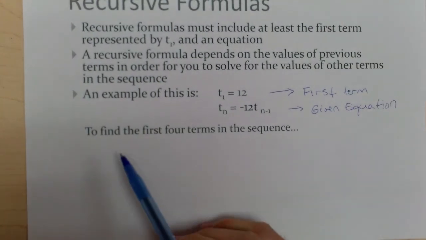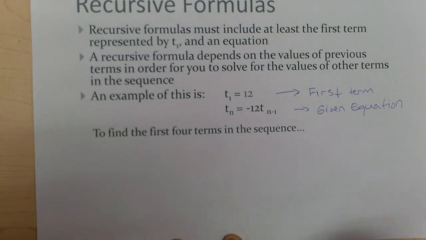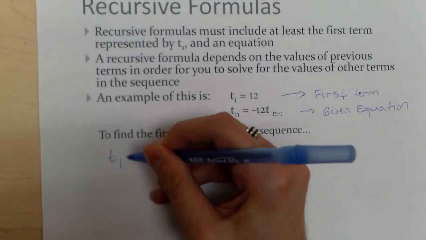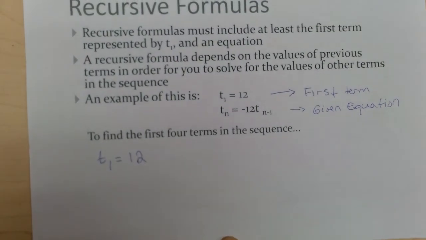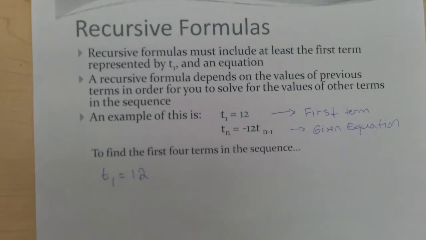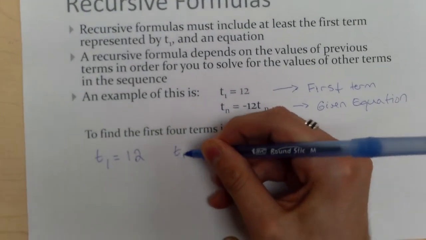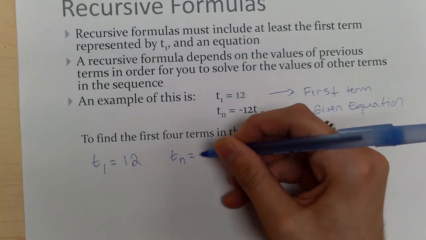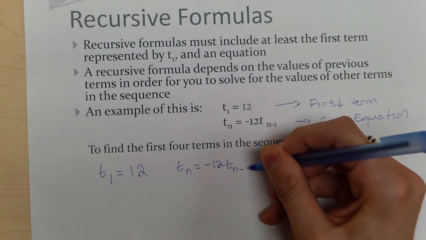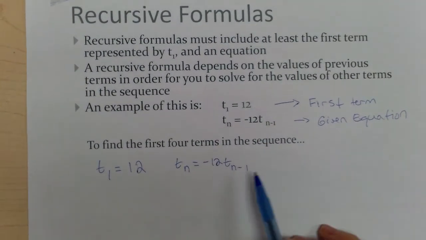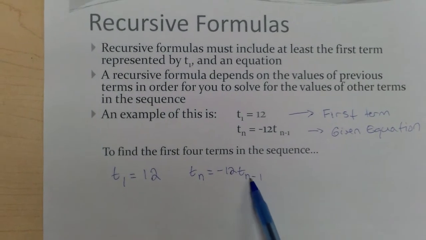Now the question, the example is asking, find the first four terms in the sequence. Well, you're already a quarter of the way done because you're given the first term. t1 equals 12. Now to find the other terms in the sequence, we're going to use our given equation, and that being tn equals negative 12 tn minus 1. Note the key here being the tn minus 1. Why is it tn minus 1?